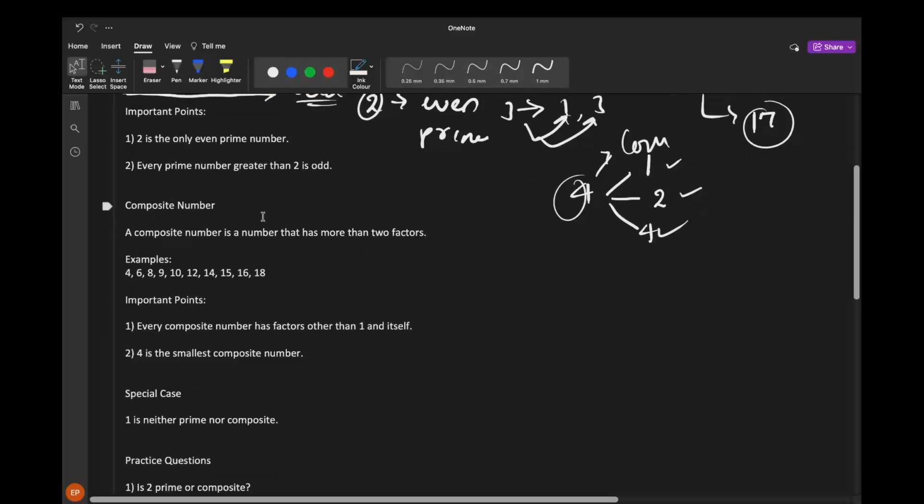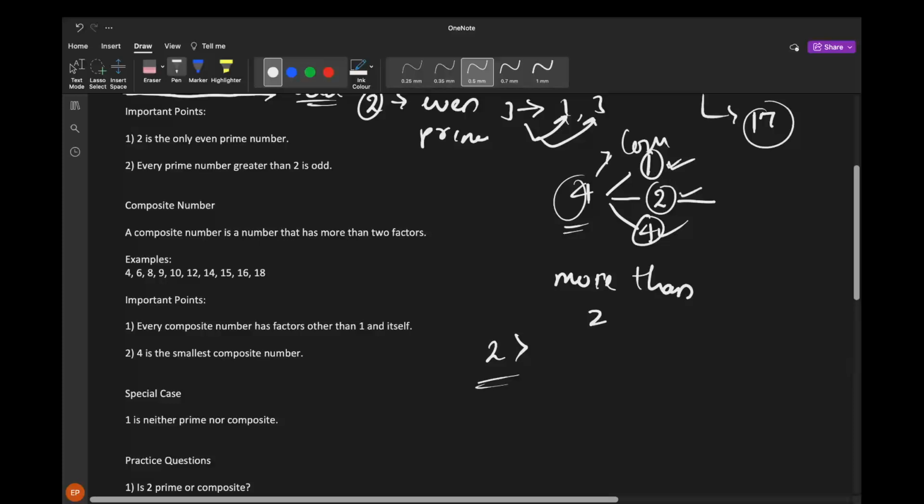As I told, a composite number means having more than 2 factors, the opposite of prime numbers. A prime has only two factors, right? In this case, more than 2. If I consider 4 as an example, it can be divisible by 1, 2, and 4. It has one extra number other than 1 and the number itself. So it is called a composite number.